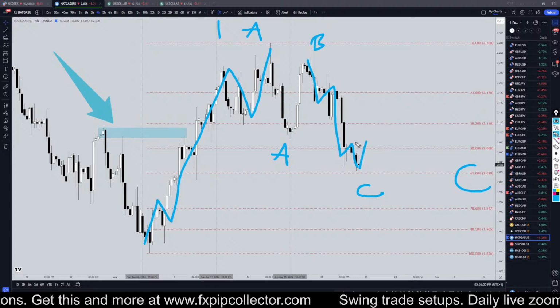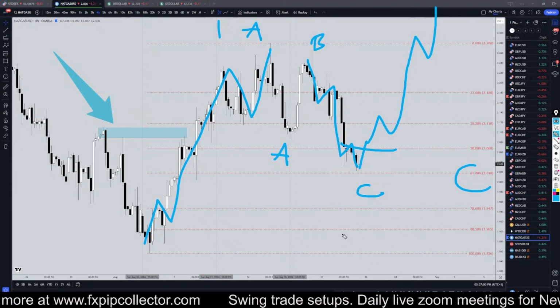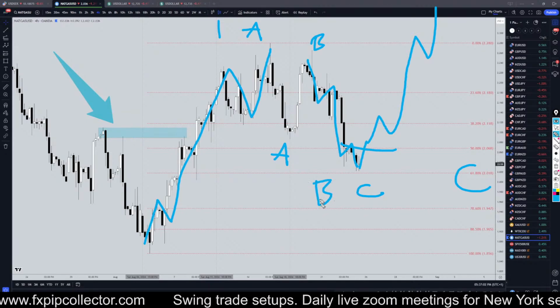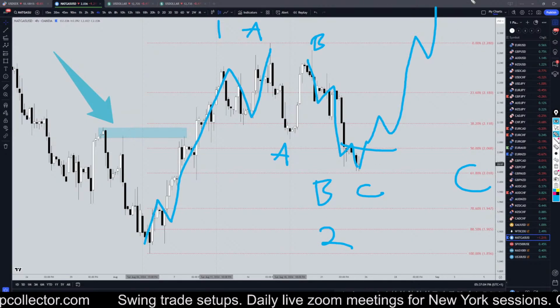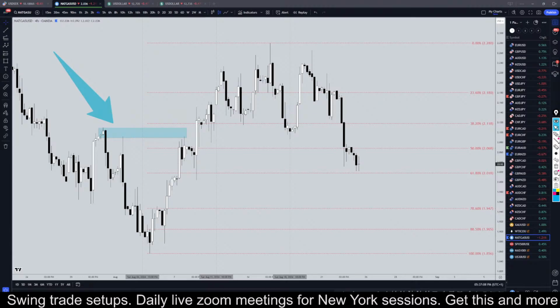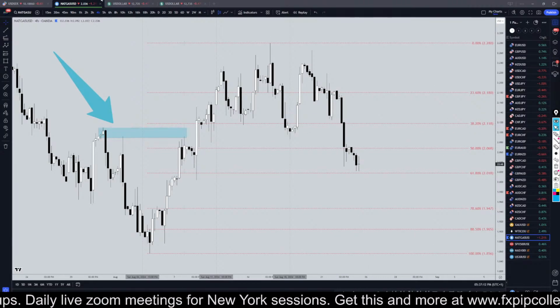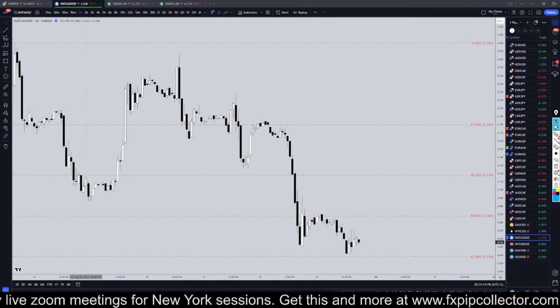All I need to see is an impulsive move up and a break of structure, and I'm going to be all over this thing for a long. I think the correction is either a wave B or a wave 2, and we're going to go up for either a wave 3 or a wave C. So we should see a pretty significant move to the upside, I would imagine, probably if it does do as we plan.